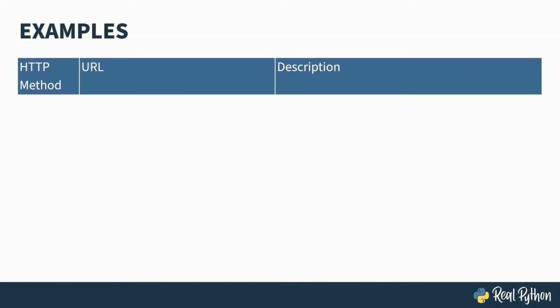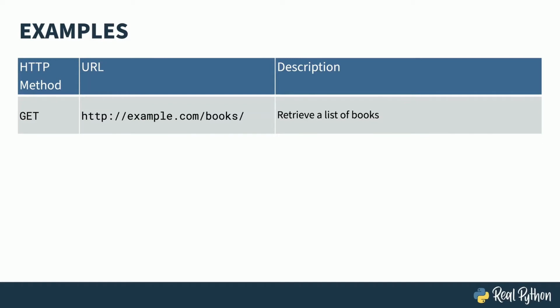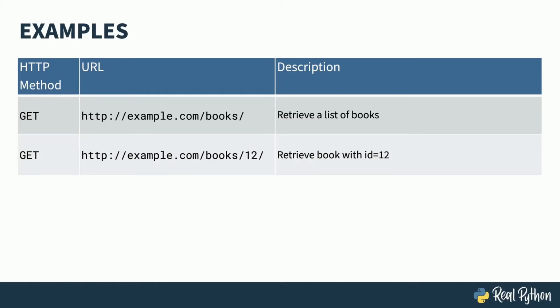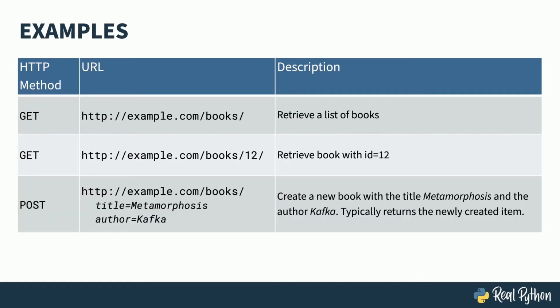Let me run you through some examples. Here's a URL that if you call the get method on, will retrieve a list of books. Further refining the URL to specify an ID and doing a get will not get all of the books, but a specific book, in this case, the book with ID 12. Posting to the books URL will create a new book. The body of the post contains fields title and author to specify the title and author of the book that is created. Typically, the REST protocol will return the object that was created with its ID information.